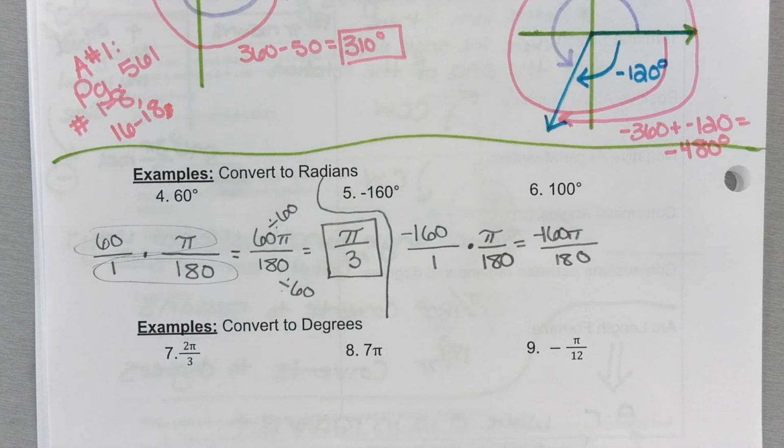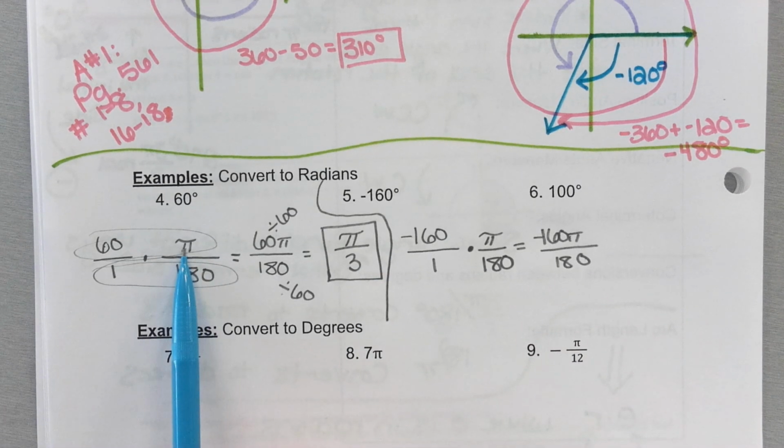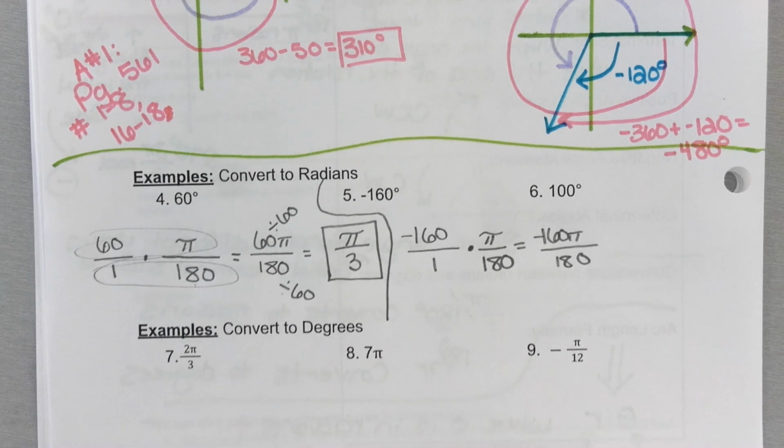Do we always use pi over 180? Always. Every single time, if you're going into radians. So whatever you're going into needs to be in the numerator. Whatever you're coming out of needs to be in the denominator. So 180 degrees is the denominator.